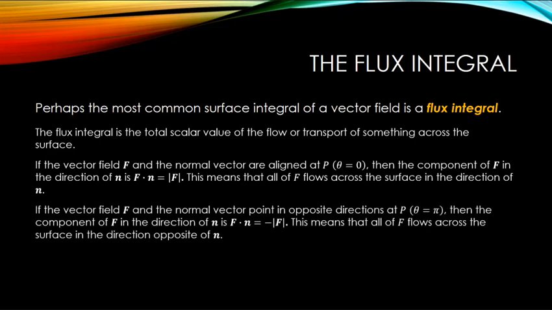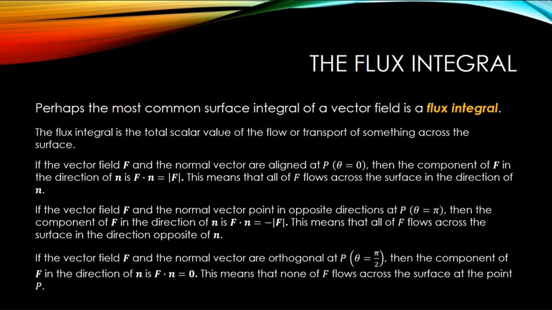If the vector field f and my normal vector point in opposite directions at the point P, meaning that the angle between f and n is pi, then the component of f in the direction of n, given by f dot n, is equal to the negative of the magnitude of f, which means that all of my f flows across the surface in the direction opposite of my normal vector. If the vector field f and the normal vector are orthogonal to each other at the point P, meaning my angle theta is pi halves, then the component of f in the direction of n, f dot n, is equal to 0. This means that none of f flows across the surface at the point P.